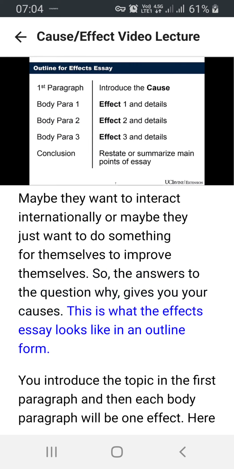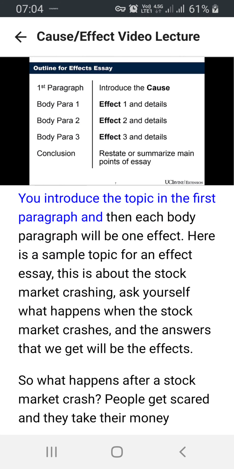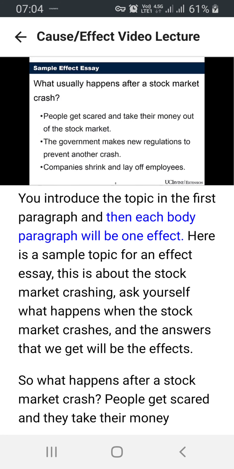This is what the effect essay looks like in an outline form. You introduce the topic in the first paragraph, and then each body paragraph will be one effect. Here's a sample topic for an effect essay. This is about the stock market crashing. Ask yourself, what happens when the stock market crashes? And the answers that we get will be the effects.